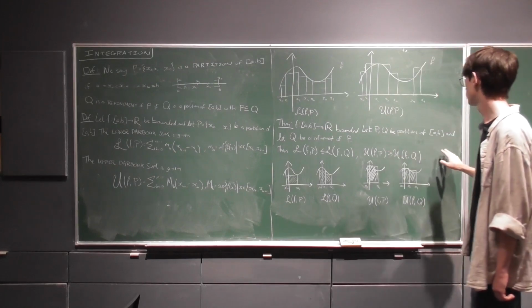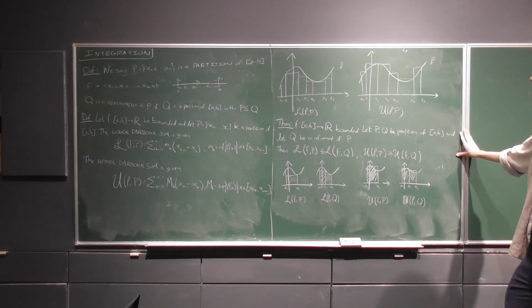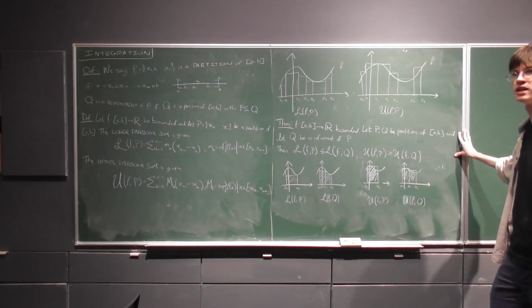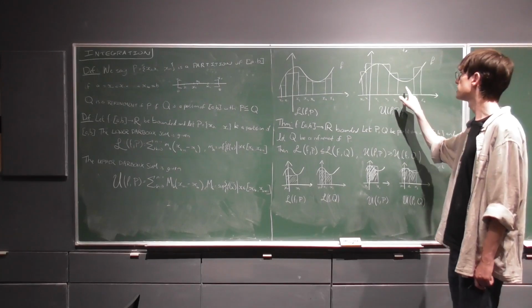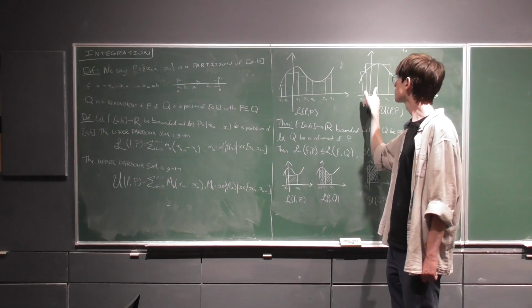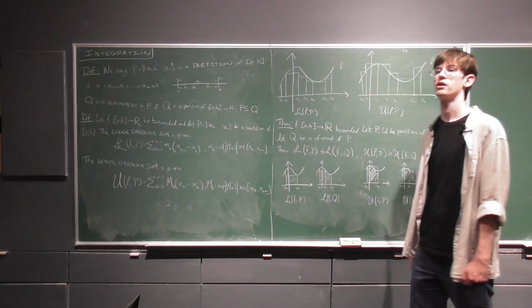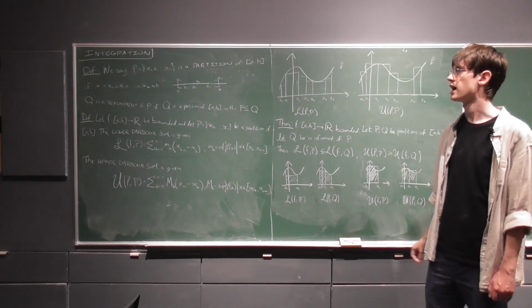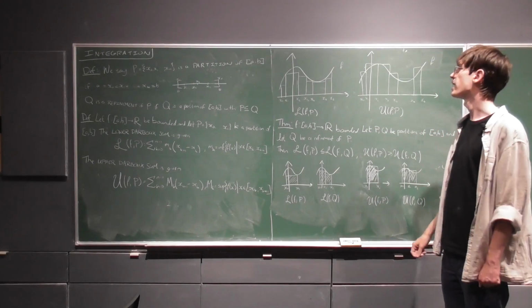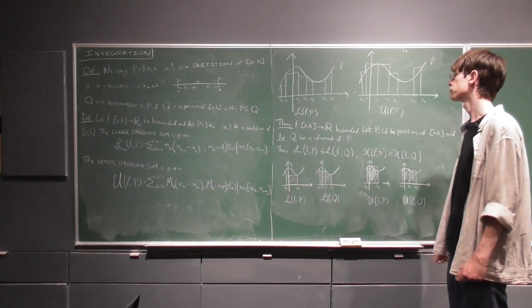So you can kind of see how we're getting towards the idea of integration. These two sums, upper and lower, provide rough estimates at the moment for the area under the curve.